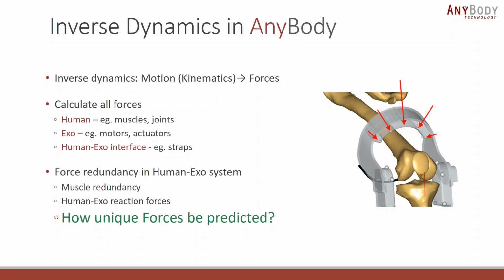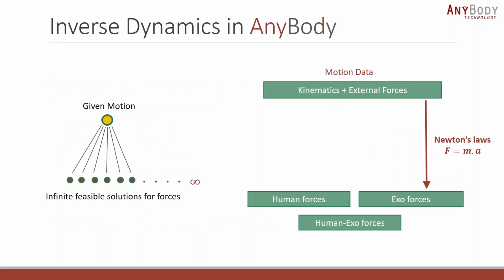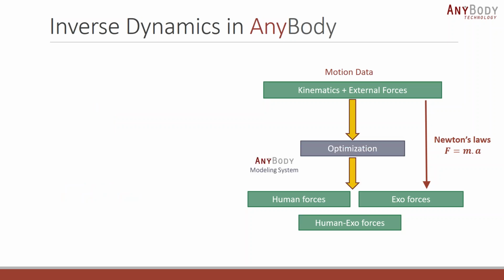So how can we filter through these infinite solutions and arrive at one unique solution? To understand the solution to this problem better, let us look at this as a flowchart. We have motion at the top from kinematics, which we start with, and where we are trying to get to are the forces. And the problem is that for a given motion, we have infinite solutions for forces. And so in AnyBody, we try to reduce these infinite solutions to one unique solution by using an optimization procedure. And this is what we use in the AnyBody Modeling System.